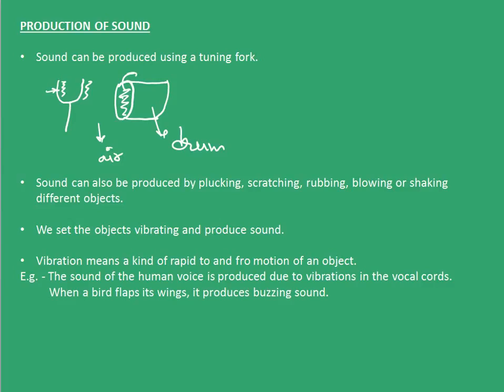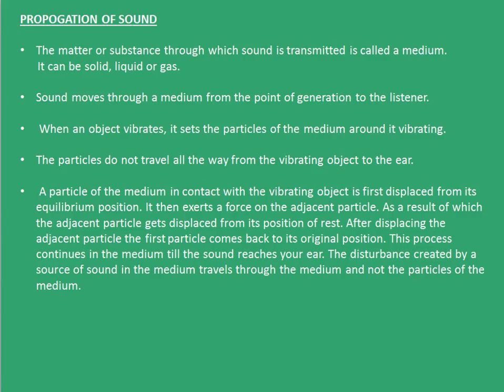Sound can also be produced by plucking, scratching, rubbing, blowing, or shaking different objects. We set the objects vibrating and produce sound. Vibration means a kind of a rapid to and fro motion of an object. The sound of the human voice is produced due to the vibrations in the vocal cords that are present in the neck of humans. When a bird flaps its wings, it produces buzzing sound. Now, that were the ways how the sound is produced.